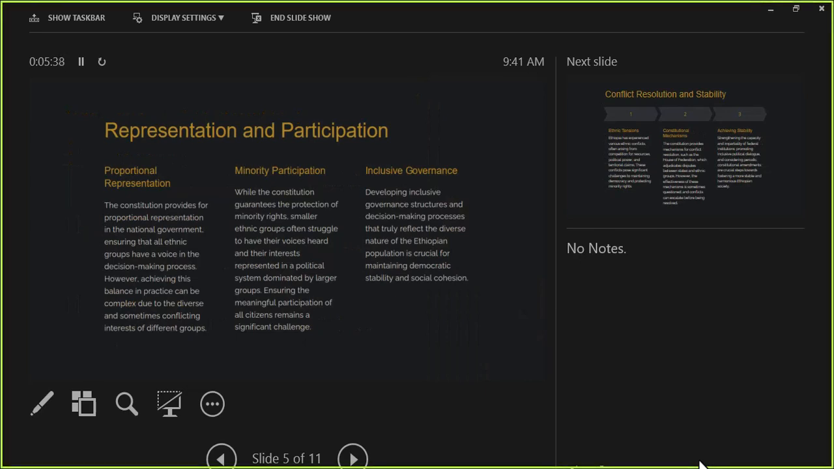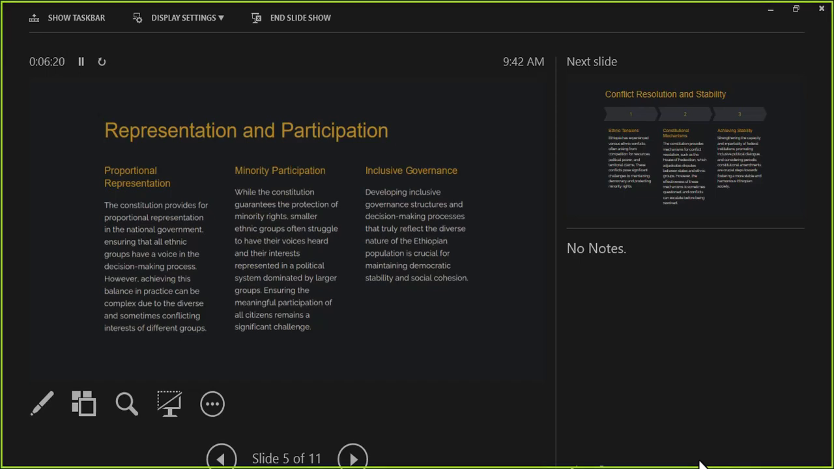Representation and participation is also a great thing. Every ethnic group should participate in decision making of the central government, the national government. If this is not done, conflict may rise between different ethnic groups. So proportional representation is a very important thing in democratic systems, since the system is democratic and issues encompass all ethnic groups from all around Ethiopia. Minority participation is also basic. If they feel they are excluded, that may cause conflict, so this should be considered.